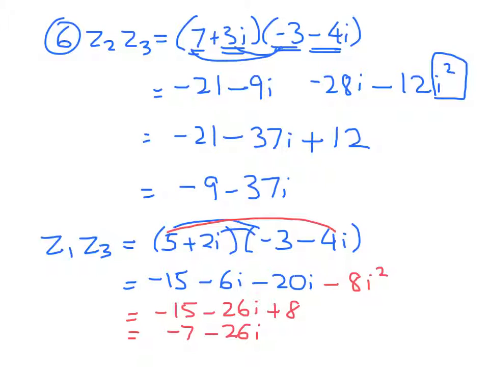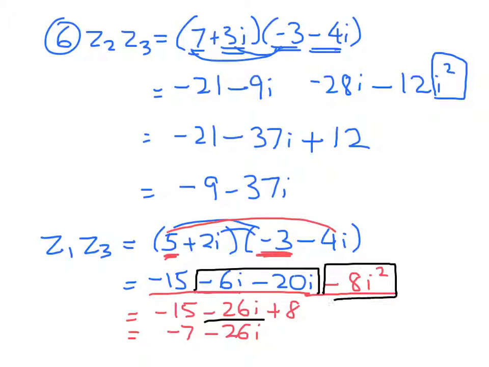Right, I just want to check that back because it's really easy to make mistakes with these when you're first starting. So let's have another look at how that one went. So 5 times negative 3 got me negative 15, minus 6i, minus 20i, minus 8i squared. Right, and in here I'm collecting up those two terms to get that one, and I'm saying that i squared is negative 1, so it's minus 8 times negative 1, which gives me the plus 8. Finally, I'm collecting up the negative 15 and the 8, so I get minus 7 minus 26i.